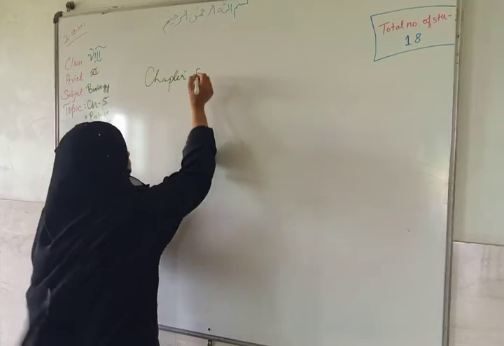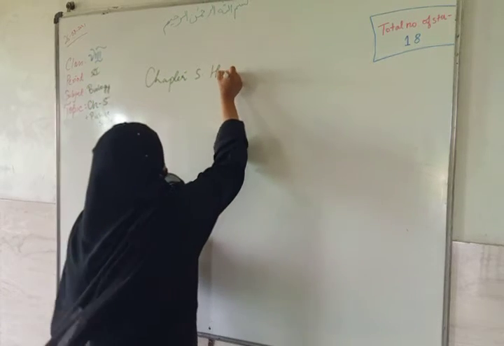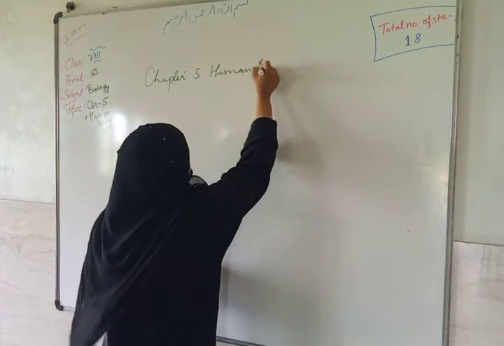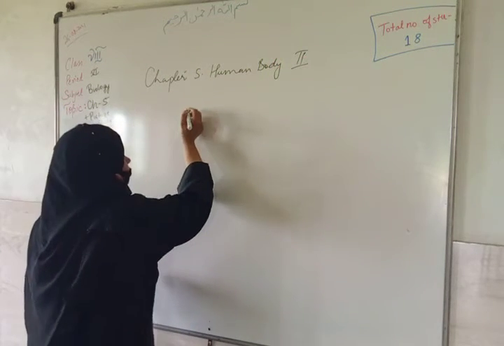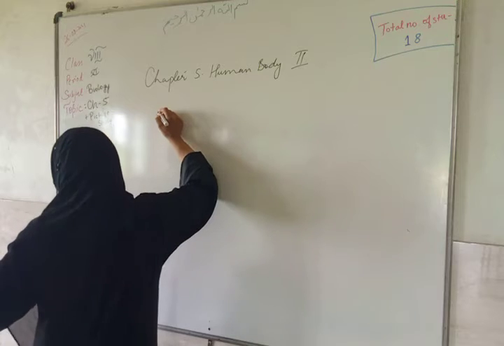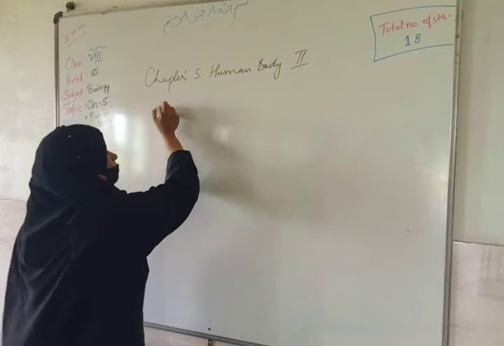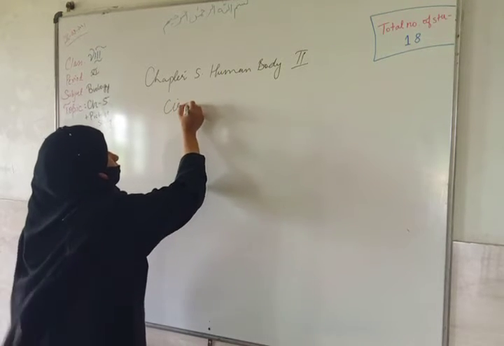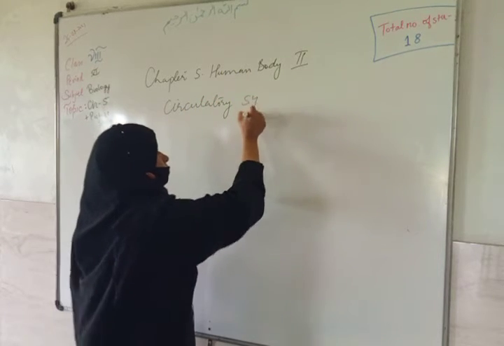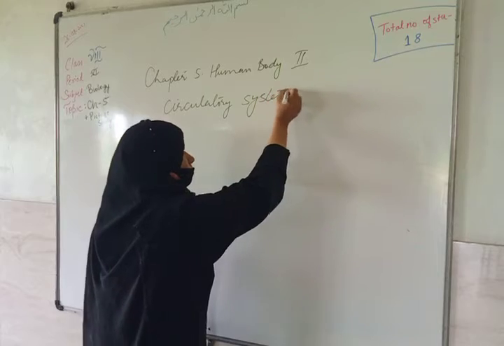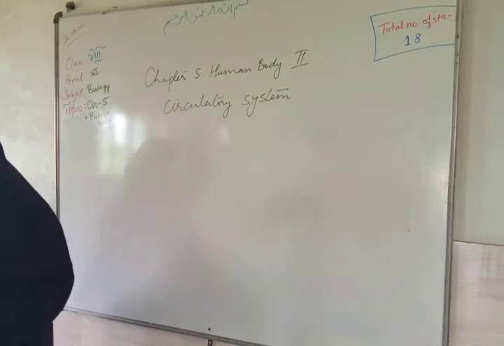Chapter 5. Human body. Circulatory system, nervous system and circulatory system. Ma'am, what is schizophrenia? Reproductive system. Ma'am, what is the circulatory system?